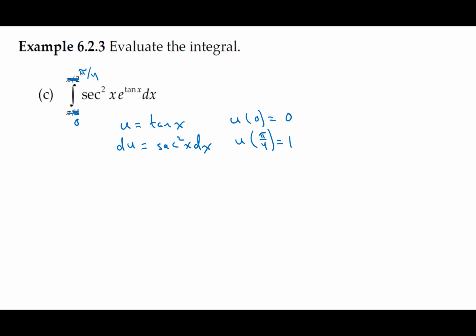And let's see what we get. So we've got integral from 0 to 1, and then there's my du, right? And so I'm just left with e to the u du, which again is e to the u, evaluated from 0 to 1. And what do you know? We get the same thing, e to the 1 minus e to the 0, which is e minus 1.